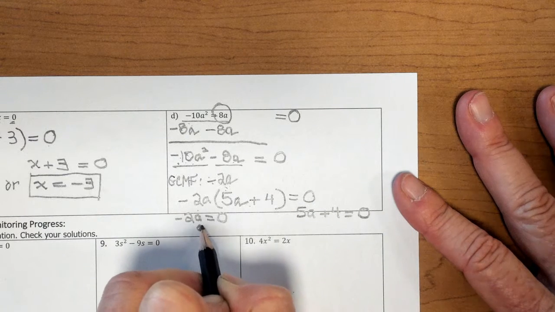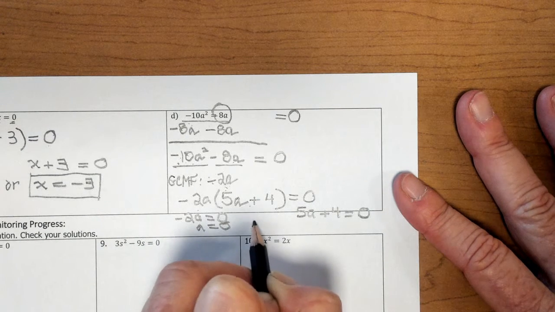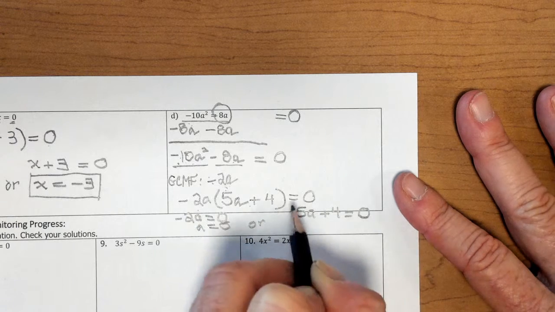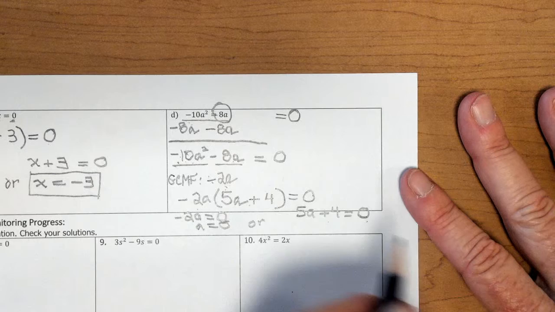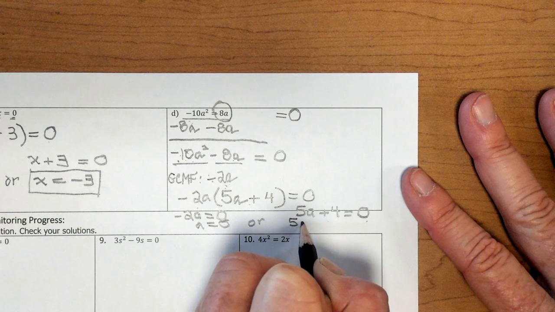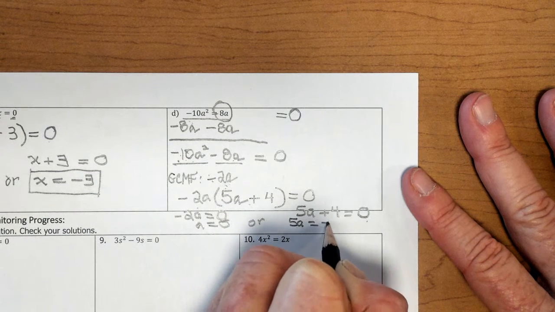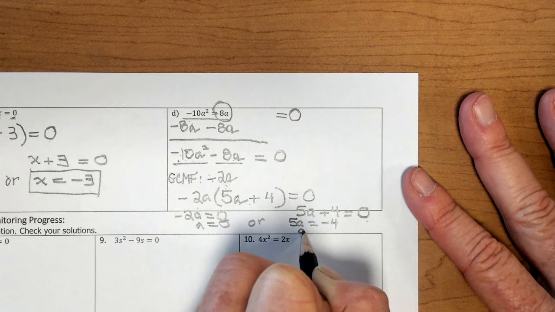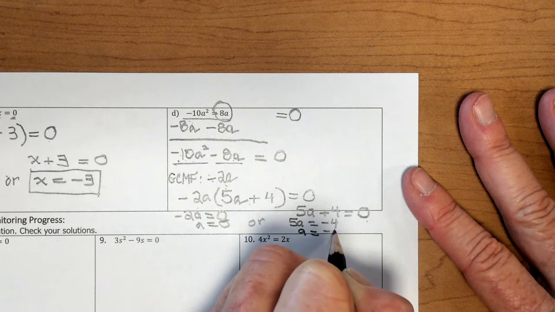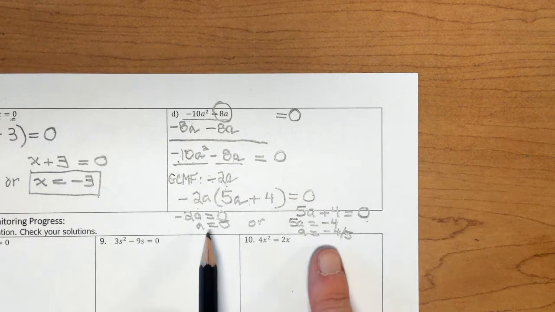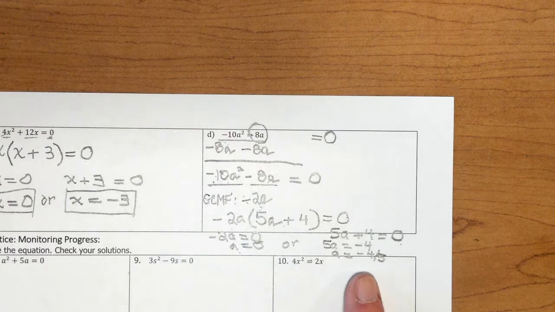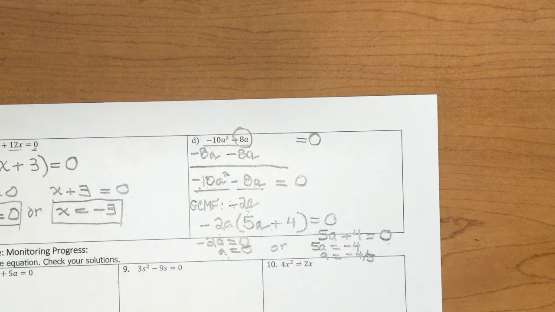A is equal to 0. Or, remember, I'm solving a two-step equation, so I'm going to subtract 4 from both sides, and I get 5a is equal to negative 4. Therefore, a is equal to negative 4 over 5. So I've got two values of a that'll make that equation equal 0.